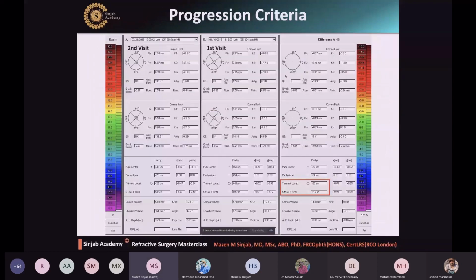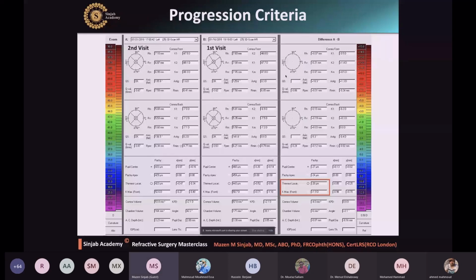Okay. This is the way, the other way. For example, this is first visit and second visit. The first visit is in the middle, the second visit on the left, and on the right is the comparison. There is 20 microns thinning and 1.9 diopters of increase in Kmax.